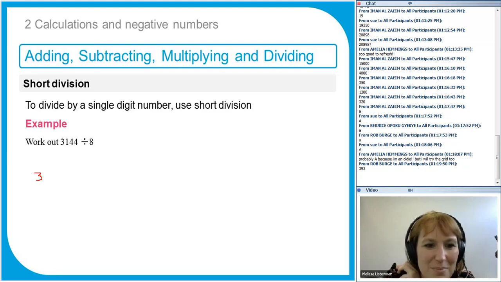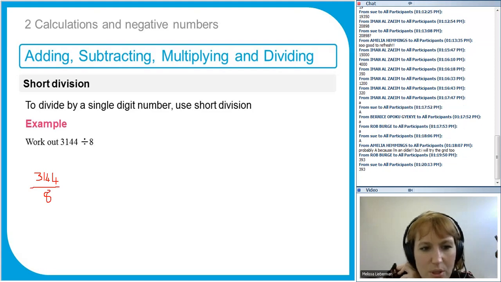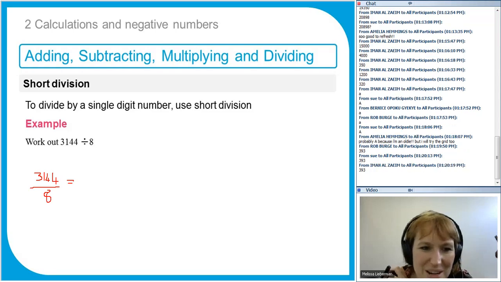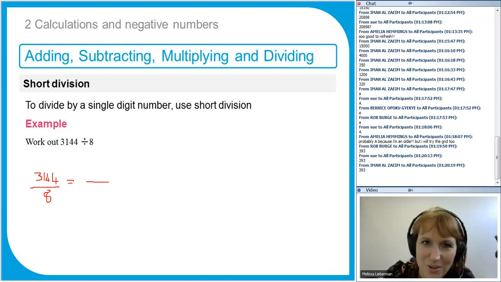If you wrote it as 3,144 divided by 8 like this, and then say, okay, I'm going to cancel this out. I'm going to divide top and bottom by 2. Now you need to be able to divide 3,144 by 2. Sorry, I'm not using a calculator here. I'm just going to work it out in my head.